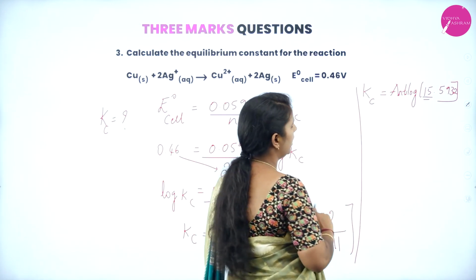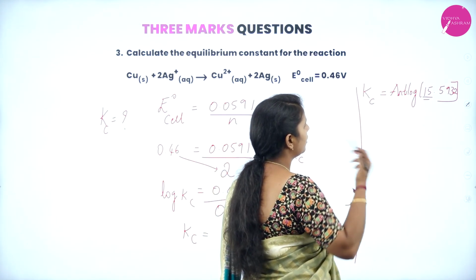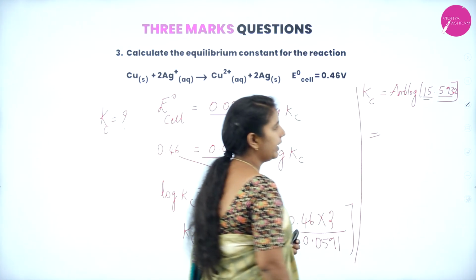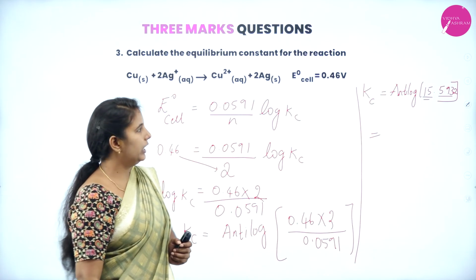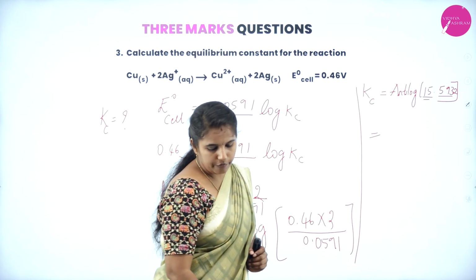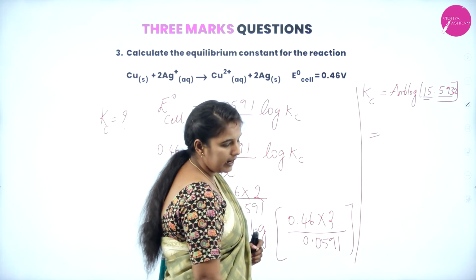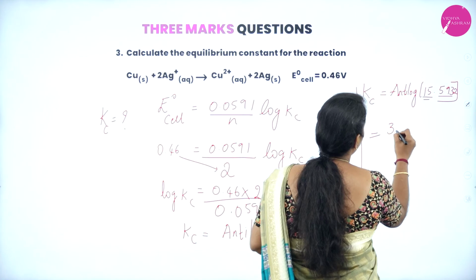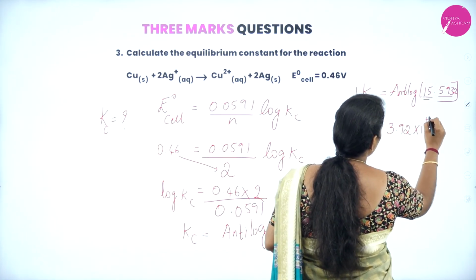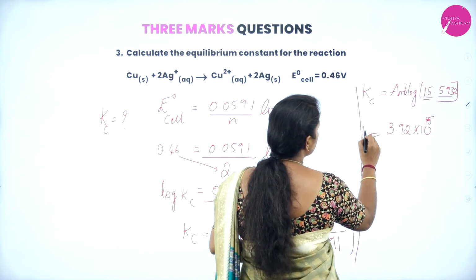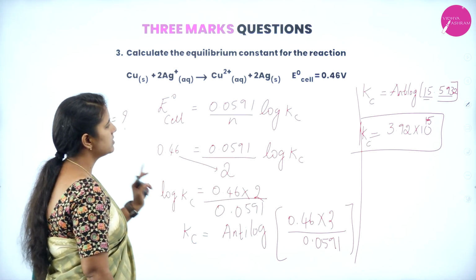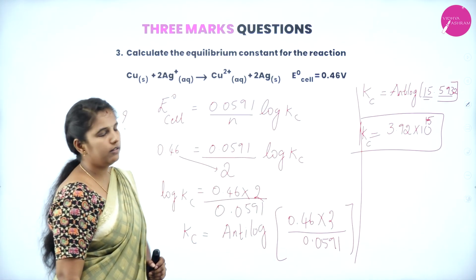So, when you are finding out the anti-log, always remember, the number before the decimal goes as the power of 10, so it is 10 to the power of 15. So, you need to find out the anti-log of 0.5932. Then, anti-log of 0.5932 is 3.92, into 10 to the power of 15. Okay, this is the equilibrium constant value. It is the Kc value. This is how we need to calculate the equilibrium constant.